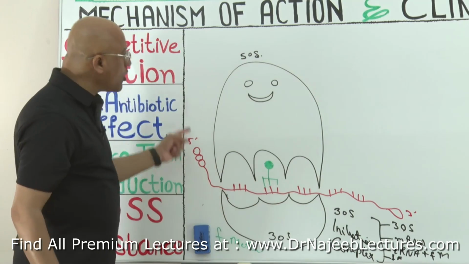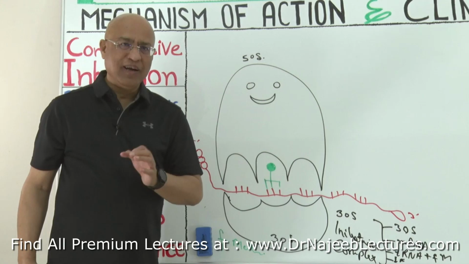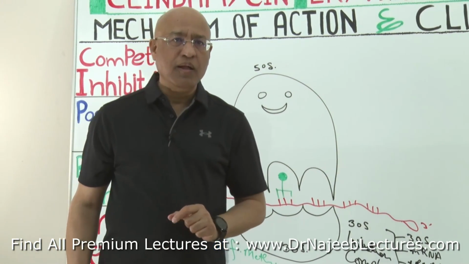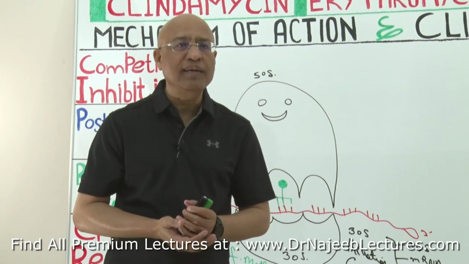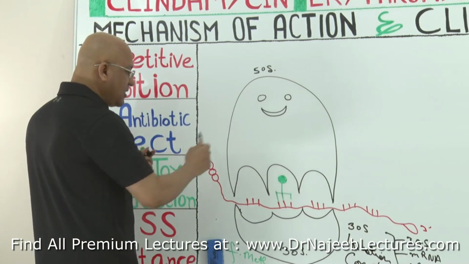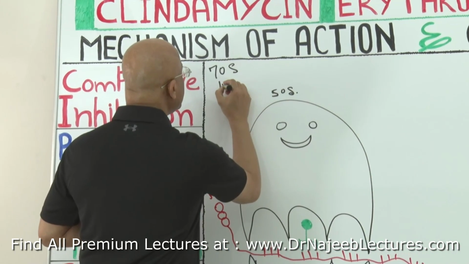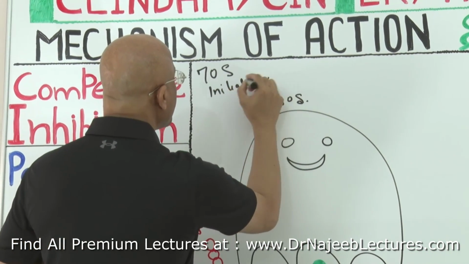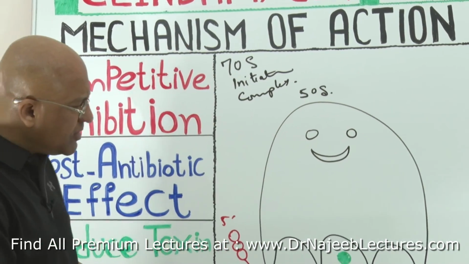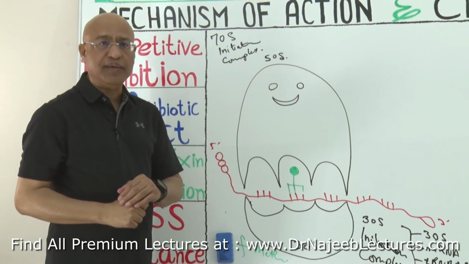Now this total complex is called a functional ribosome, or more accurately the 70S functional ribosome. Super accurately, we'll call it the 70S initiation complex. In this initiation complex, there are some functional domains which are very important.